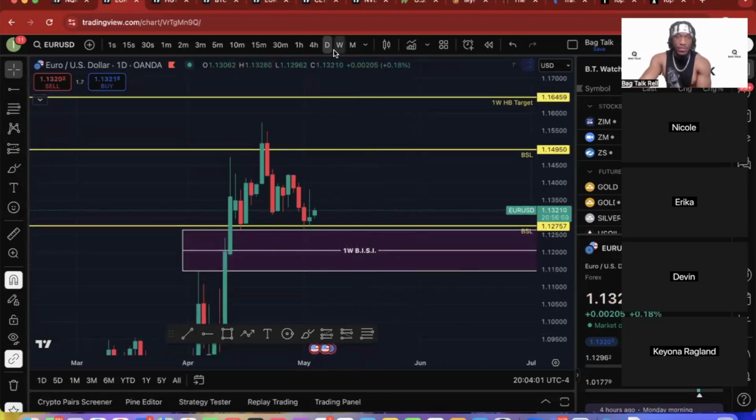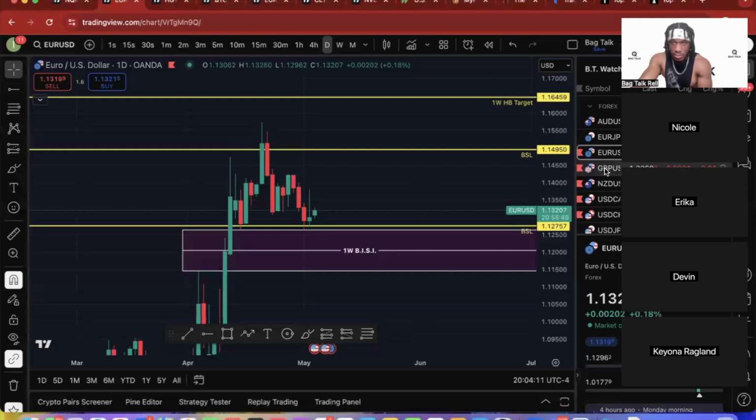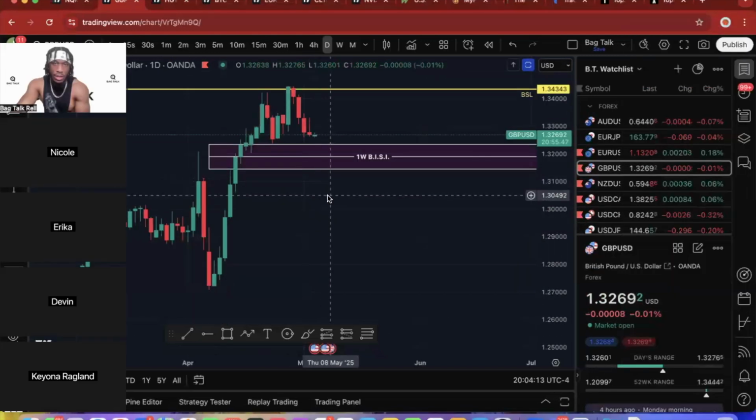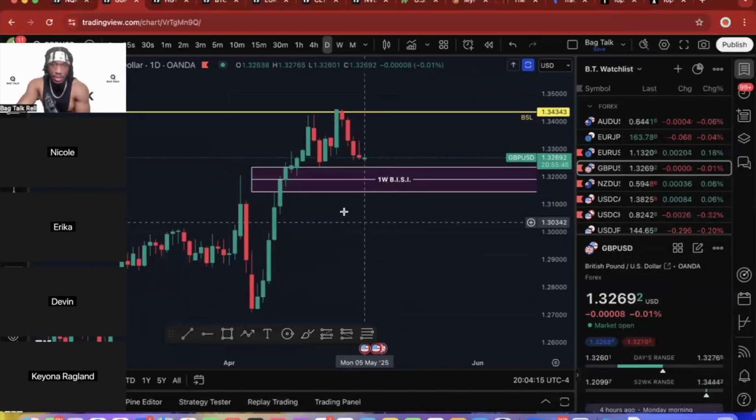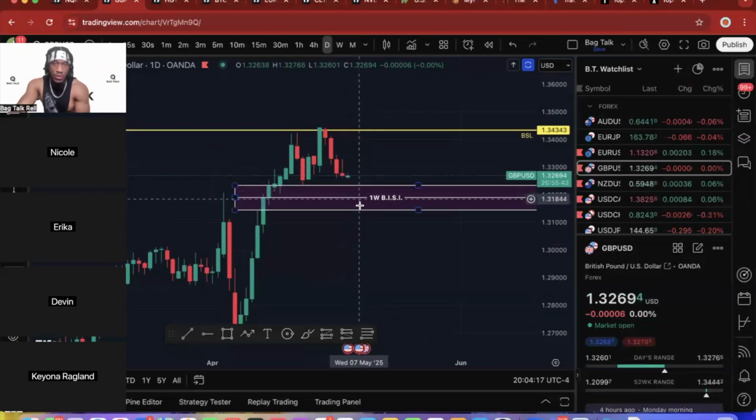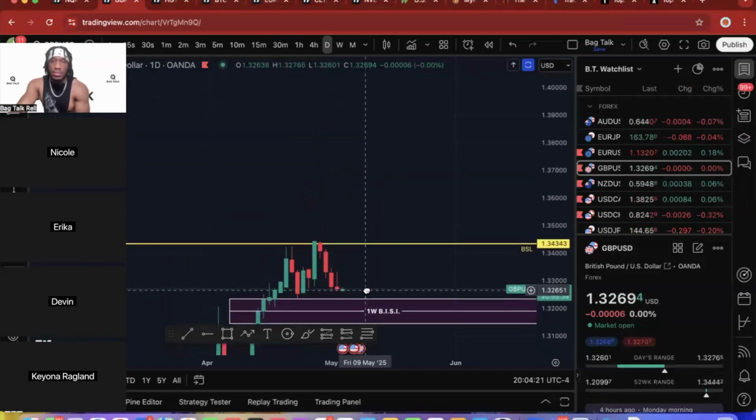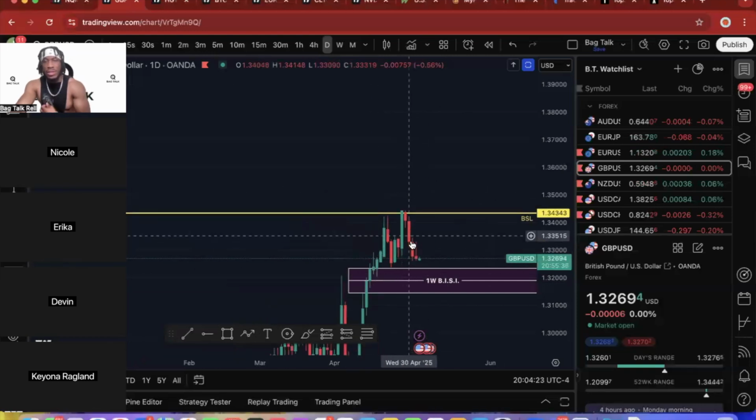The weekly bullish fair value gap on the Euro USD. This one is the area I want to see take us to 1.16459. So that's that, and then British pound. British pound is right here. So same thing. They have a weekly bullish fair value gap. I think price wants to tap into it to push higher. Same vibe. I'll target the previous highs.